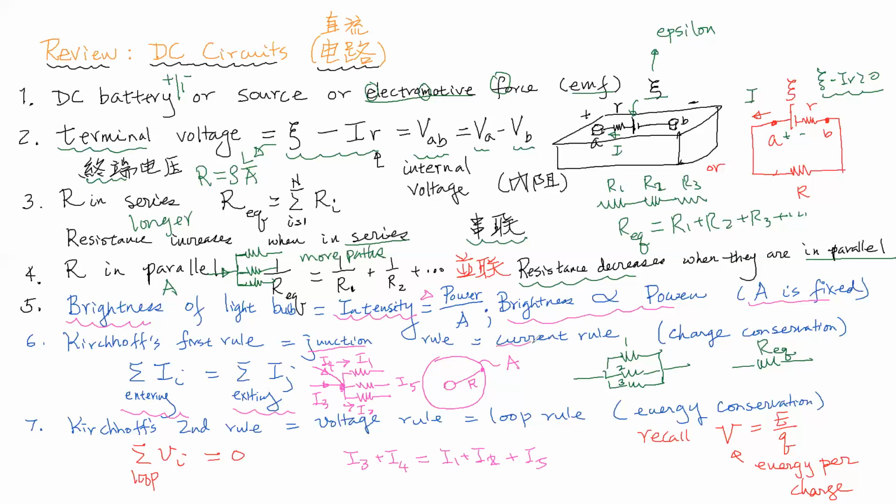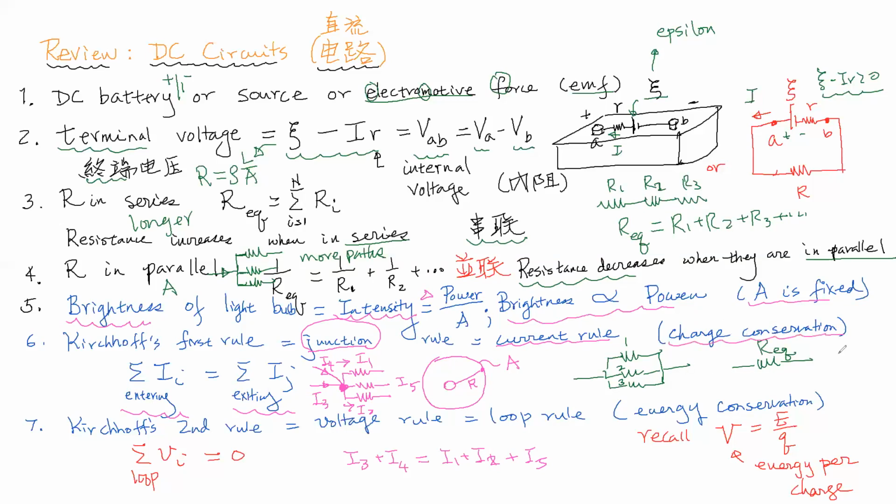It's also called the current rule, right? So it's all about current entering and exiting a junction. And a junction is right there. That's a junction right there. So you have multiple lines joined together. It's called a junction. So Kirchhoff's first rule is due to charge conservation.